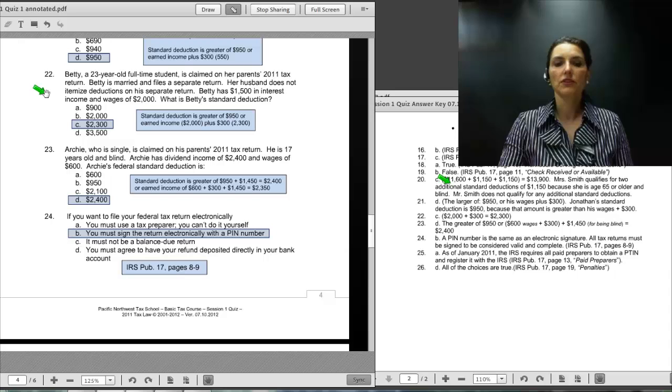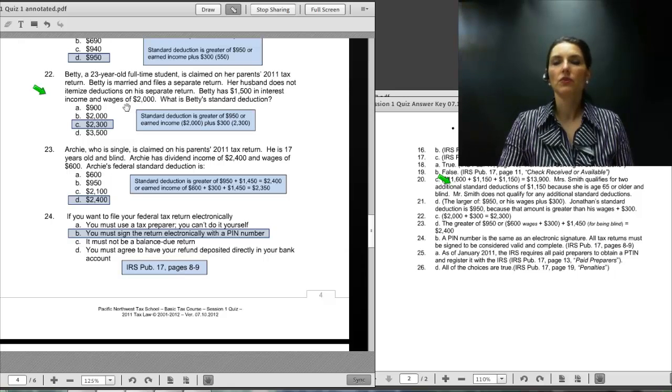Betty, a 23-year-old full-time student, is claimed on her parents' 2011 tax return. Betty is married and files a separate return. Her husband does not itemize deductions on his separate return. Betty has $1,500 in interest income and wages of $2,000. What is Betty's standard deduction?